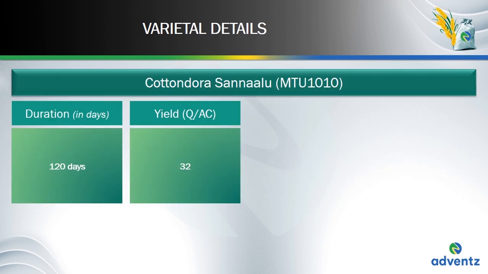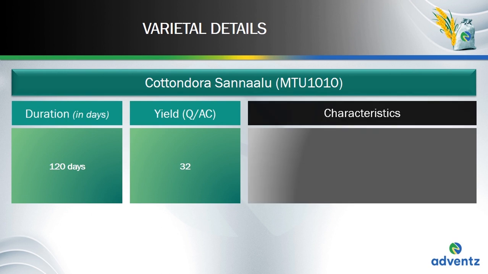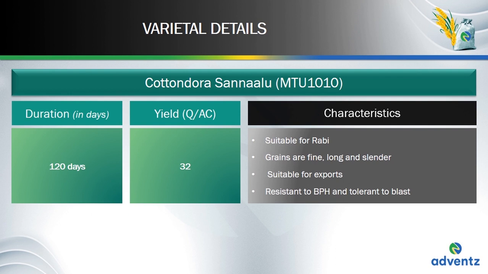The next variety is Cotton Dora Sanalu or MTU 1010. It takes 120 days to mature and gives a yield of 32 quintals per acre. The characteristics are that this variety is suitable to be planted in Rabi season. The grains are fine and long and slender. This variety is suitable for exports and this variety is resistant to BPH and also is blast resistant.